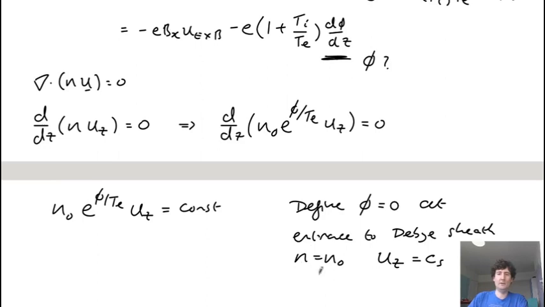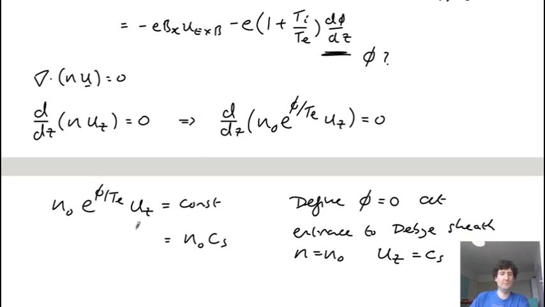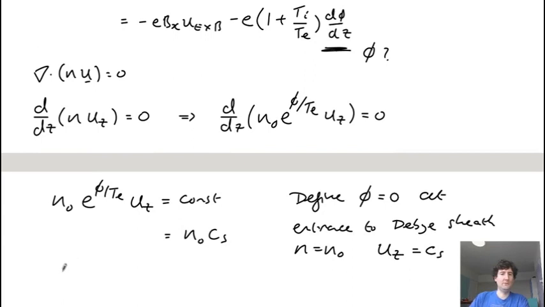And then at the Debye sheath n is equal to n0, and u is equal to the sound speed. So the ions are going at sound speed into the sheath, and so this is just n0 times c_s, because at that point this is equal to 1. Therefore we can rearrange this whole thing, because the n0's cancel. So phi is equal to minus, because we flip this upside down, T_e from here, then the log, so we take the log of both sides, so you have c_s divided by u_z. We turn this upside down, so I have a minus sign, so phi is equal to minus T_e times log of u_z over sound speed.